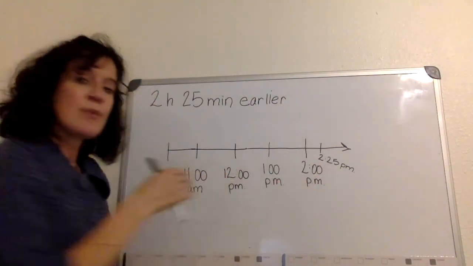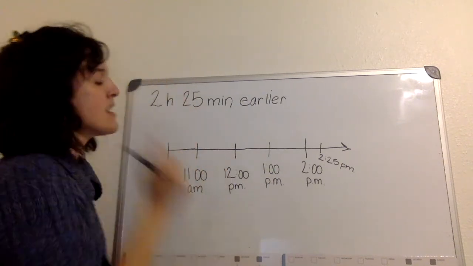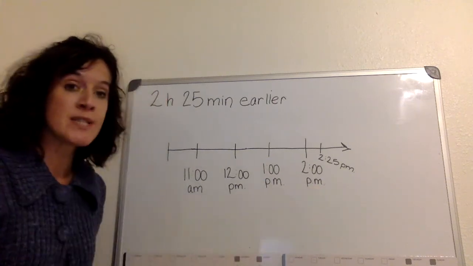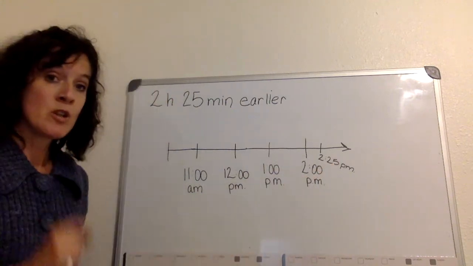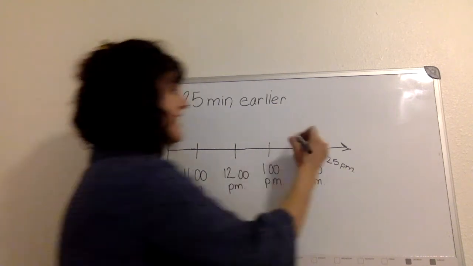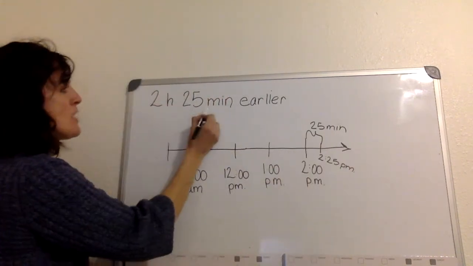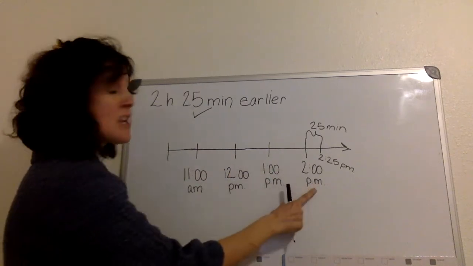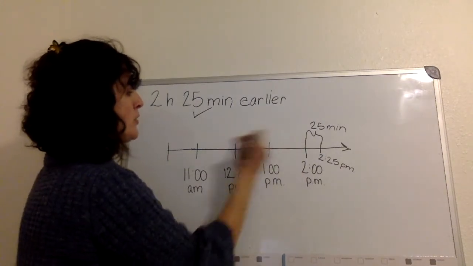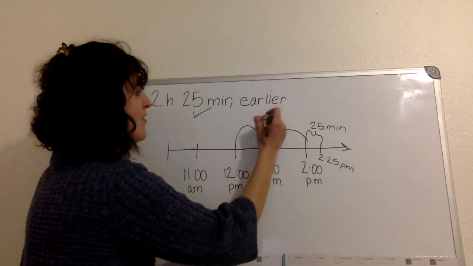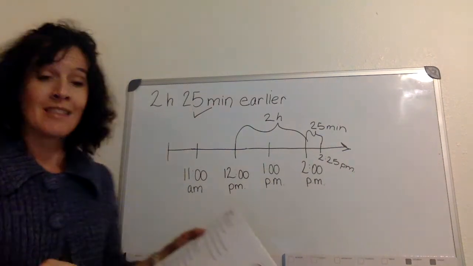Just like we did when we add, it's nice if we're going back in time and you've got minutes to deal with, to go ahead and try to find your closest hour, which in this case is 2 o'clock p.m. How many minutes is it from 25 to 2 o'clock p.m.? Well, that's just 25 minutes. And look at that, we've got the 25 minutes taken care of. Now that we're at 2 o'clock p.m., we just have to go back 2 more hours. So 1, 2, this brings me to 12 o'clock p.m. And that's my answer for letter B.